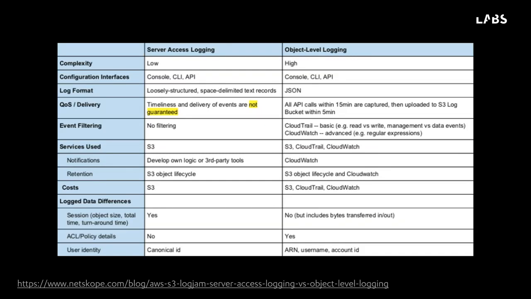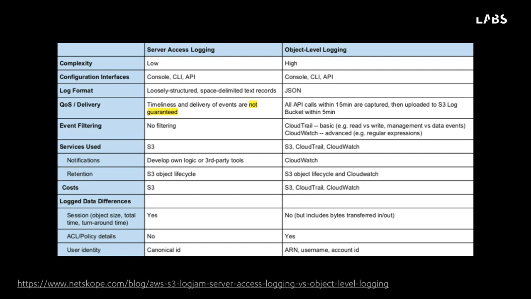So this table is taken from a Netskope blog on the difference between server access logging and data events, or object level logging, as it's called. And you can see just a few things that are relevant here. I think the important thing is to say that, depending on your detection application, one of these may be useful. So you don't really need both. There's a lot of redundant information doing both.